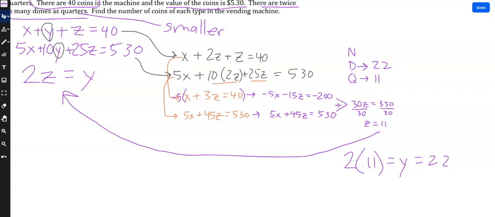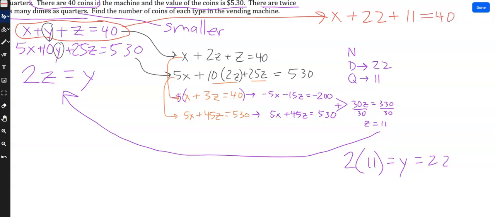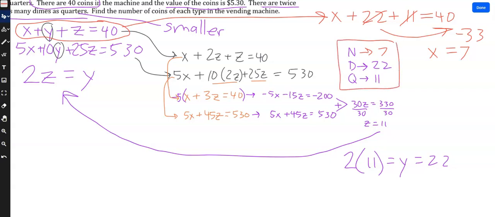Well, doesn't that make it really easy to then go back to the very beginning? The very first equation is the easiest one in the world to use for the rest of this. X plus 22 plus 11 equals 40. Of course, that's 33, and we're going to subtract 33 to the other side, getting rid of the 11 and the 22. So now we know that we have 7 nickels. So 7 nickels, 22 dimes, 11 quarters. But that's how I solved that one.